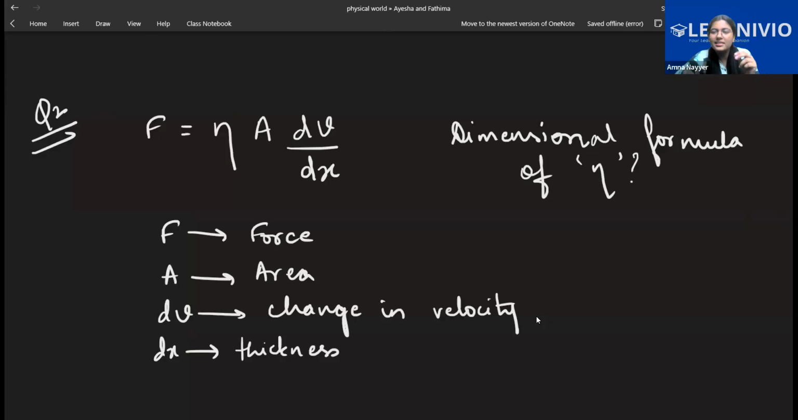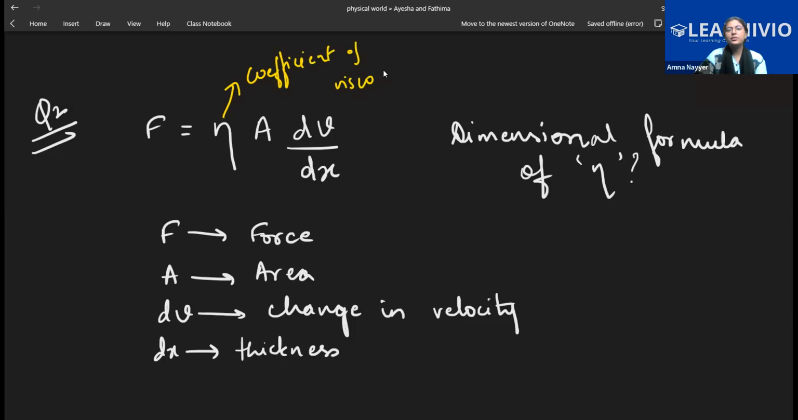A little resistance, it is a little thicker. That is what is called viscosity. So that we'll study in the chapter in detail, but since the formula is there, let us see. F is the force, and this is the coefficient of viscosity.